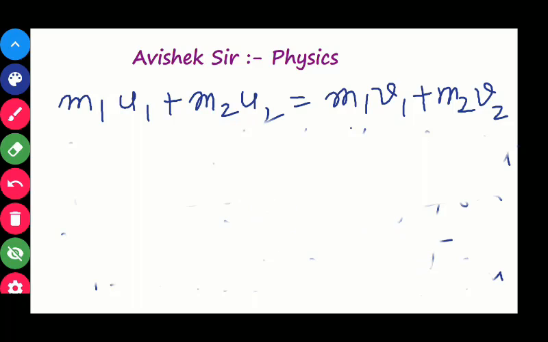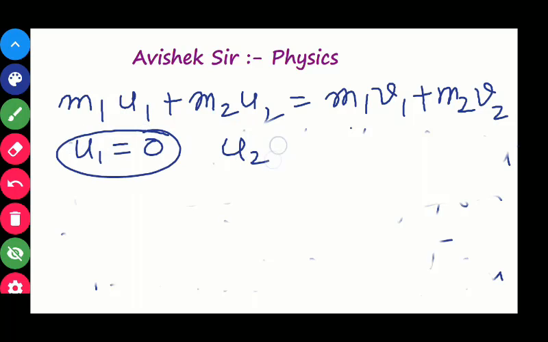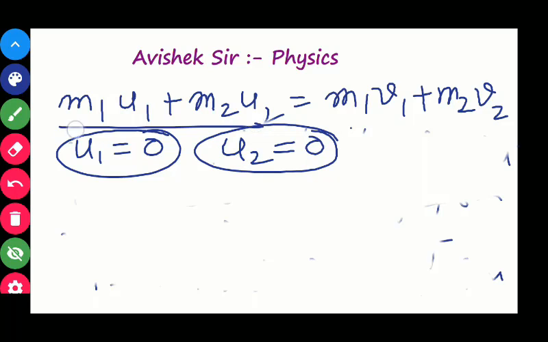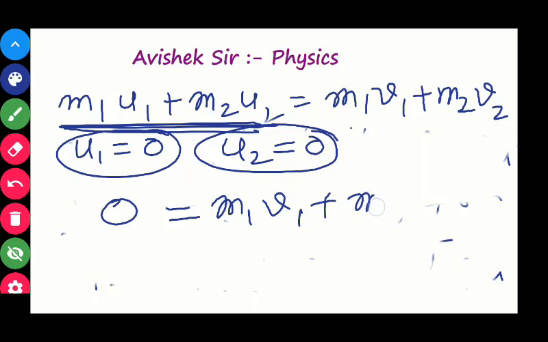Now here in this case, we are assuming that initially the gun and the bullet were fixed, therefore u1 equals 0 and u2 equals 0, because u1 is the initial velocity of the gun and u2 is the initial velocity of the bullet. Therefore that portion should be 0, and we will get 0 equals m1 v1 plus m2 v2. Then minus m1 v1 should equal m2 v2, right?